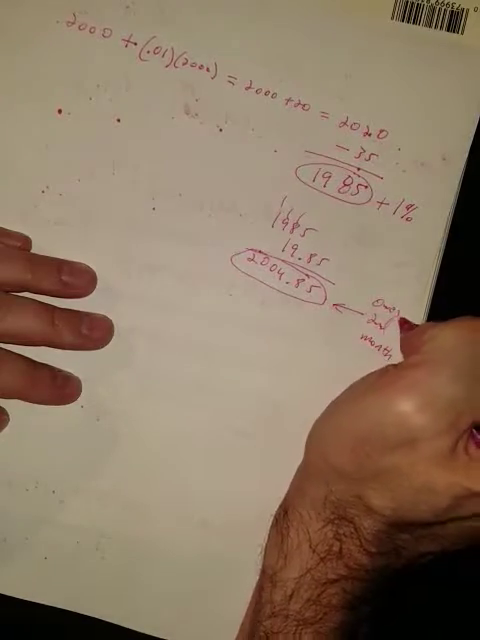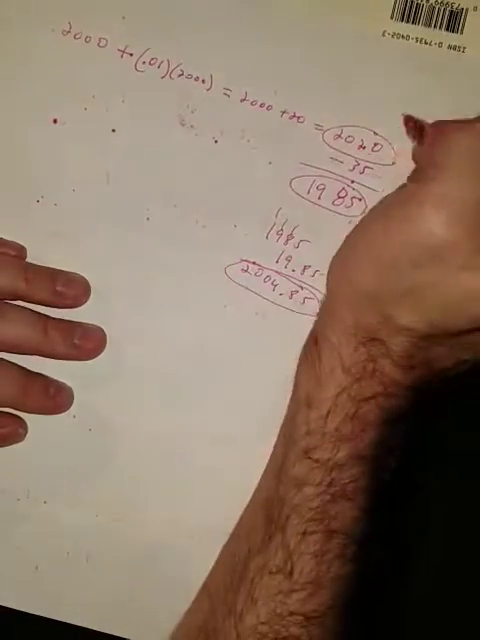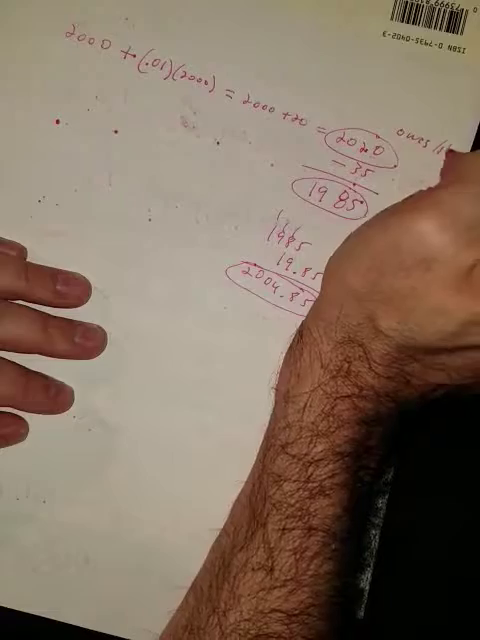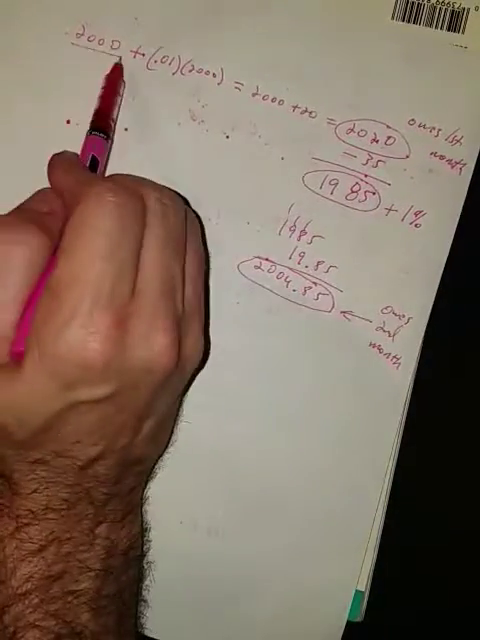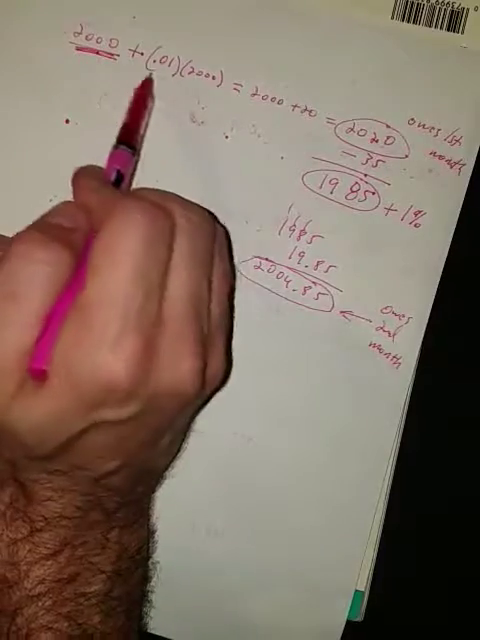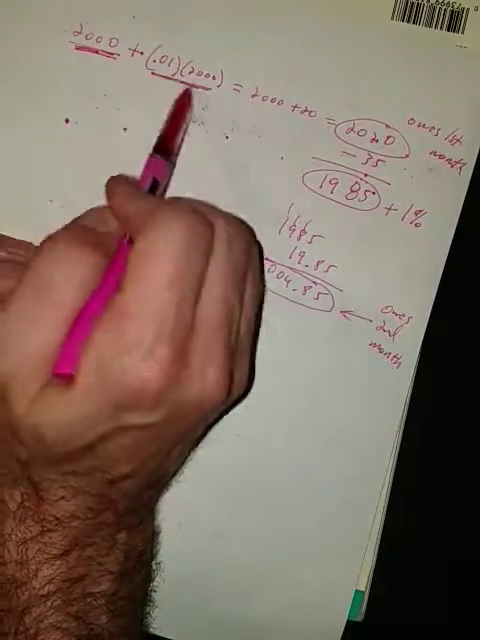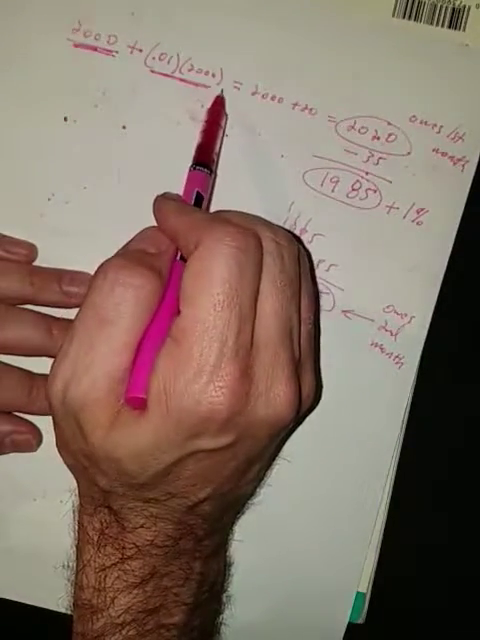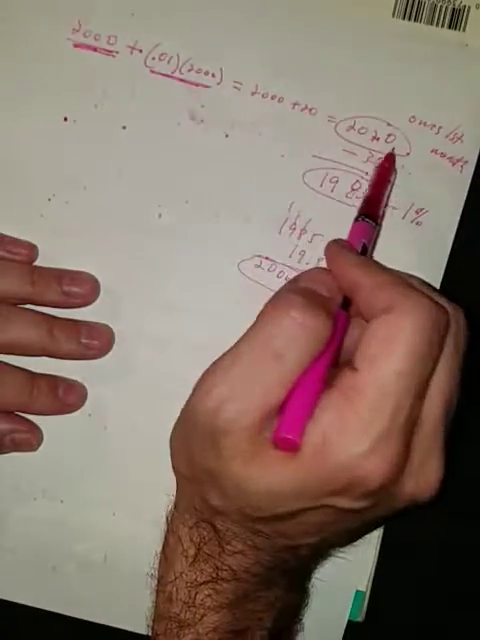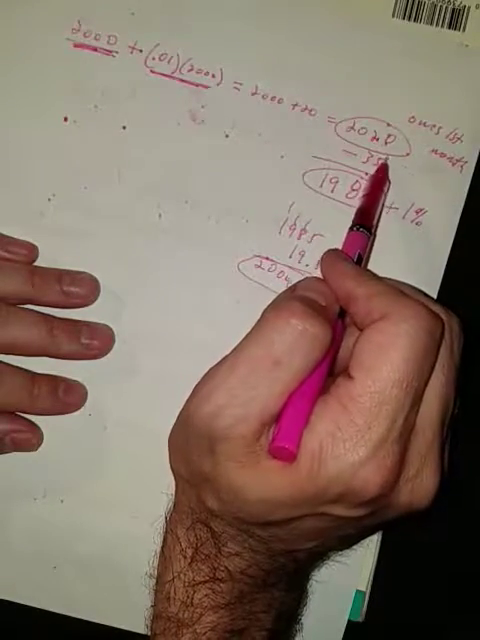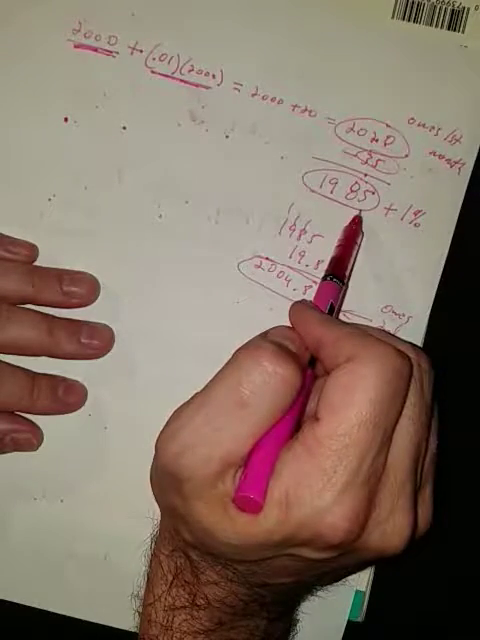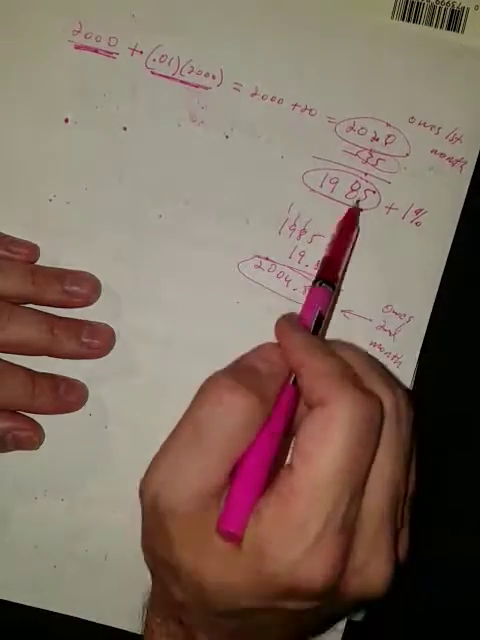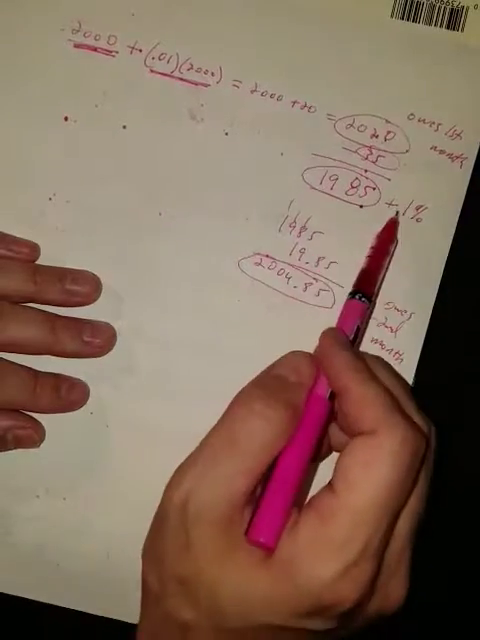What he owes the second month... this is what he owes the first month. The reason he owes that the first month is it's the original $2,000 plus 1% because it's been sitting there for a month. Then at the end of the month he owes that. Then he pays $35. He writes a check for $35. That leaves $19.85. But then at the end of the second month, they add 1%.